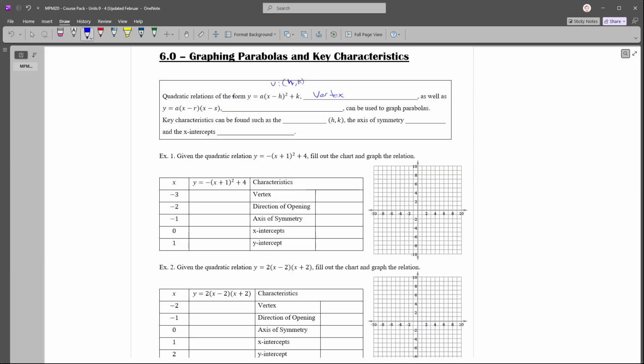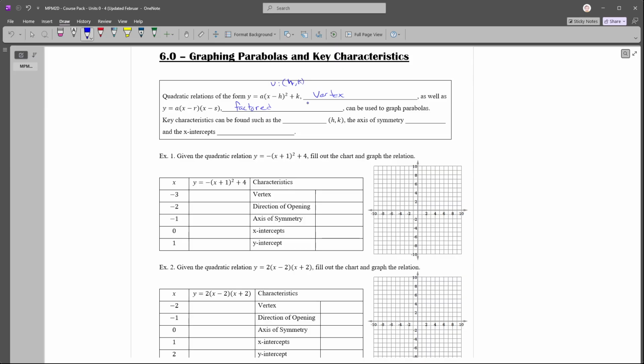As well, we also learned this form, y is equal to a times (x minus r) times (x minus s). This is what we called factored form. And you can see that it's factored form just by looking at it. We can see that there's factored terms in there. Now, both of these things can be used to graph parabolas. When we have factored form, this gives us the x-intercepts. So there's 2 points right there. We just need to figure out where our vertex is, and we're good to go.